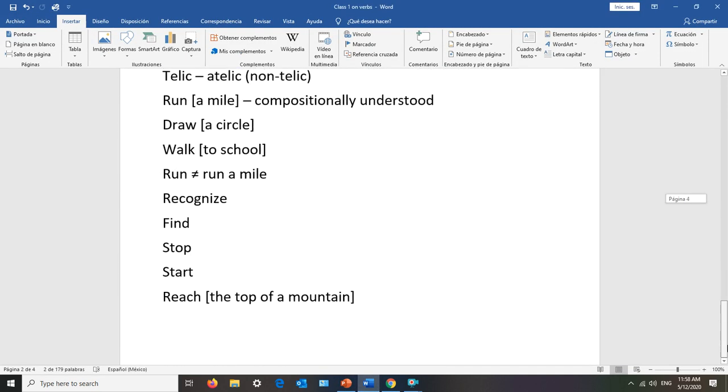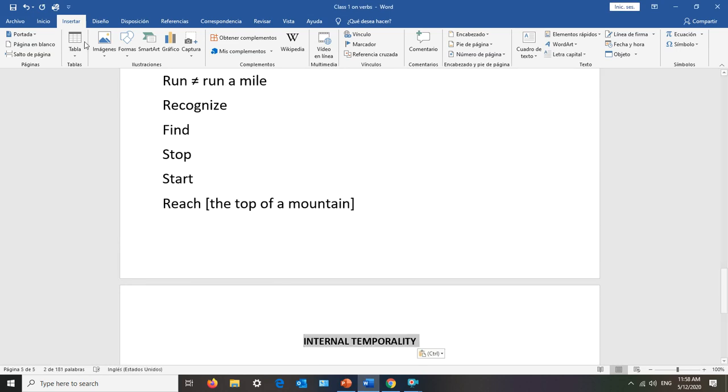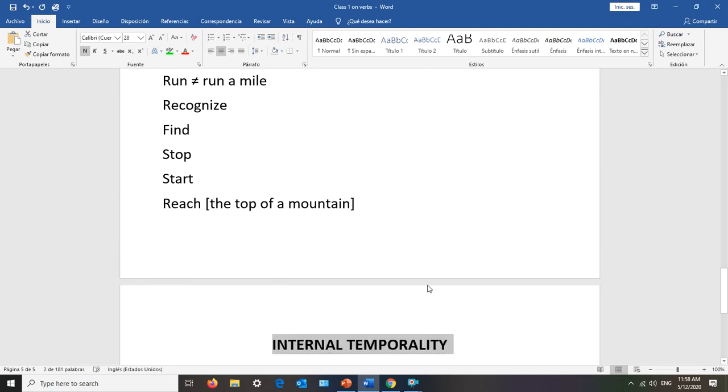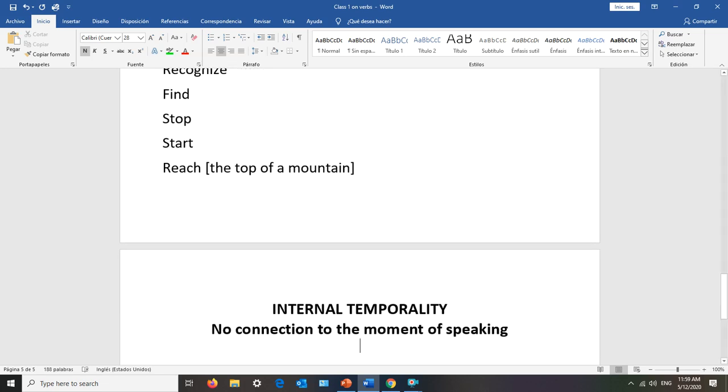Internal temporality, in that there is no connection to the moment of speaking, but rather it pertains to the internal temporal constituency of situations. Okay?